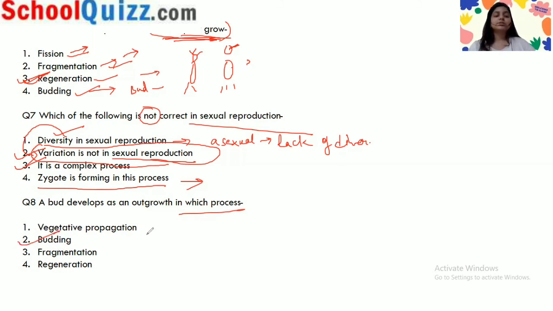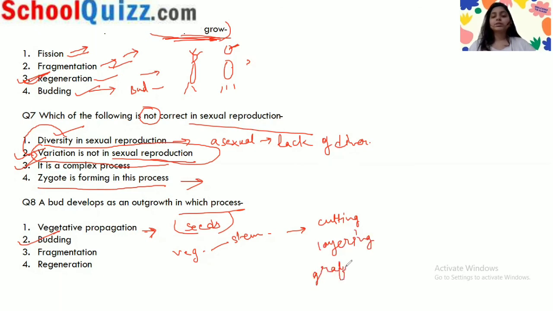And what is vegetative propagation? In this asexual reproduction, seeds are not used for plant growth, and it is done by the vegetative parts of the plant. And what are the vegetative parts? The stems, leaves, and roots. Okay, so there are methods like cutting, layering, and grafting. And what is the cutting method? In this method, the stem is cut and then it will grow into a new plant.